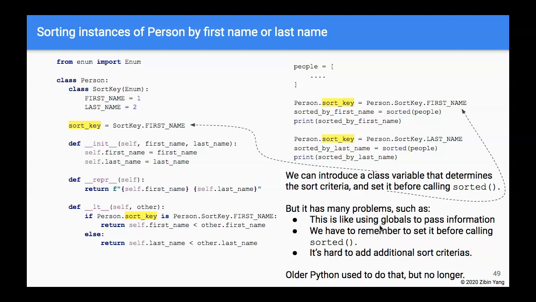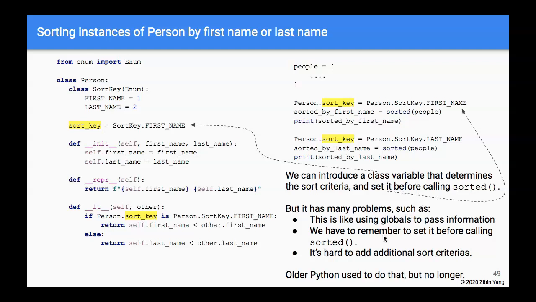Okay, so globals are never good ideas. And secondly, in order to sort by the right attribute, we have to remember to properly set the person.sort key before calling sorted. In this case, it might be simple because these two lines, setting the sort key and sorted, are right next to each other. But there are going to be cases where that may not be practical, or we might forget to do it. So that's prone to errors.